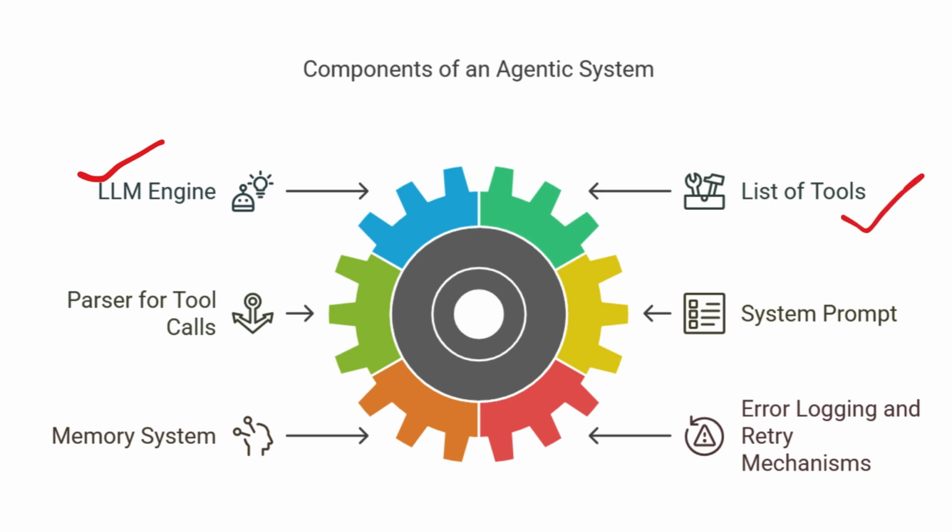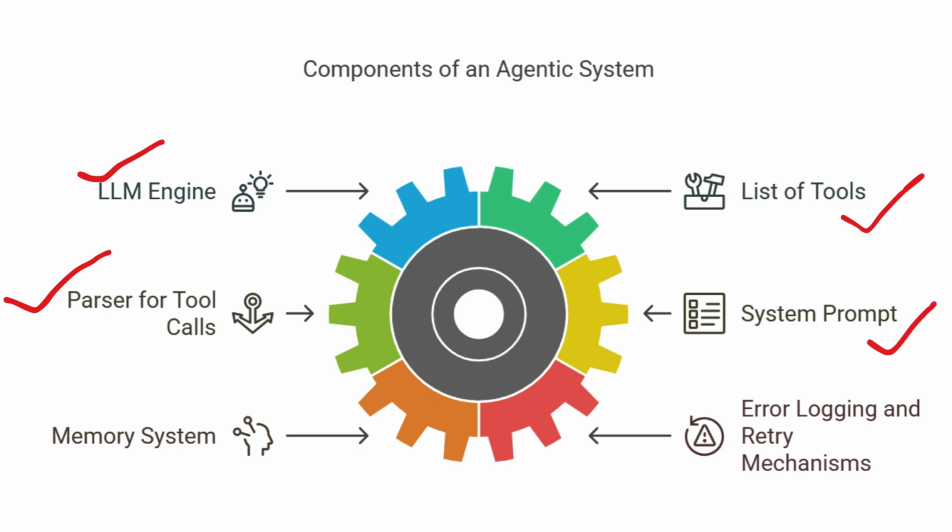A list of tools. Tools are the functions or external resources the agent can interact with. For example, an agent could have tools for retrieving web search results, executing Python code, or even controlling a robotic system. A parser for extracting tool calls. Since an AI doesn't inherently know how to use external tools, a parser is needed to interpret when the LLM is requesting to use a tool, and then execute it accordingly.